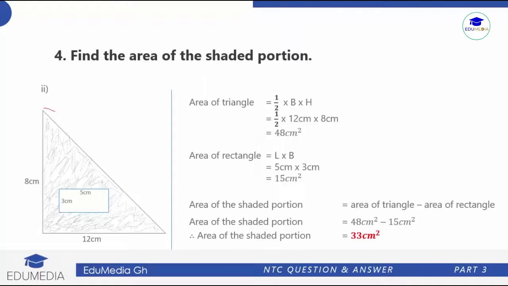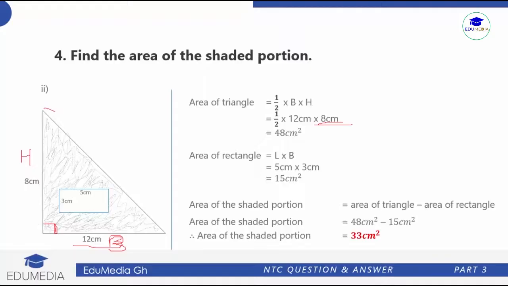To locate our base here, we said we should look for the angle 90. So angle 90 is here. This means that this is our base, and then this is our height. So the height is 8 centimeters and the base is 12 centimeters. So the area of the triangle is going to be half times 12 centimeters times 8 centimeters, and when we put this into the calculator, we get 48 centimeters squared. That is the area of this triangle.